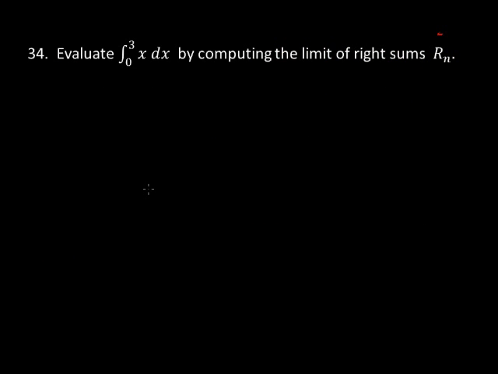Now this problem is different. This asks us to evaluate the definite integral of x dx from 0 to 3 by computing the limit of right sums. Of course, if you were just interested in getting the answer, you would simply take 1/2 x squared evaluated from 0 to 3, which is 9/2. So we already know what we're going to get, 9/2. This is just an exercise in showing you how to compute the limit of a Riemann sum. Most of them we can't compute, but this is one that we will be able to.